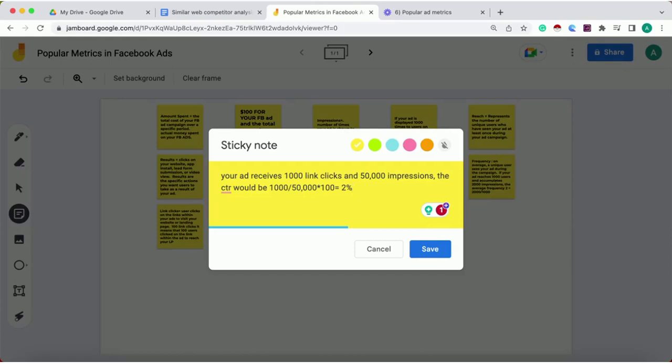So if your ad receives 1000 link clicks and your ad is being shown to 50,000 people, which is 50,000 impressions, the CTR would be 1000 divided by 50,000 multiplied by 100, which comes out to be 2%.